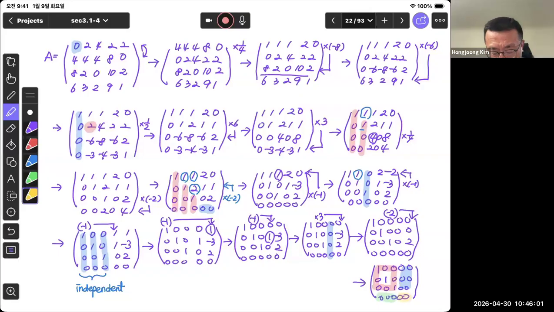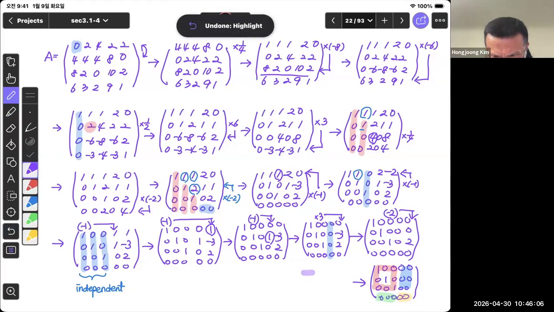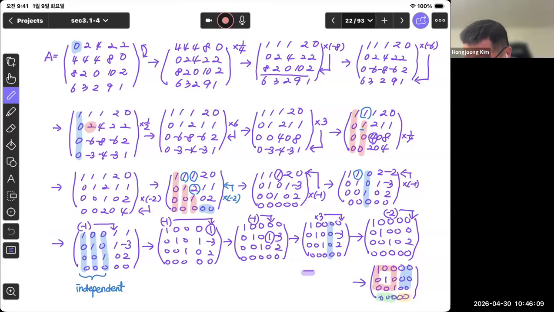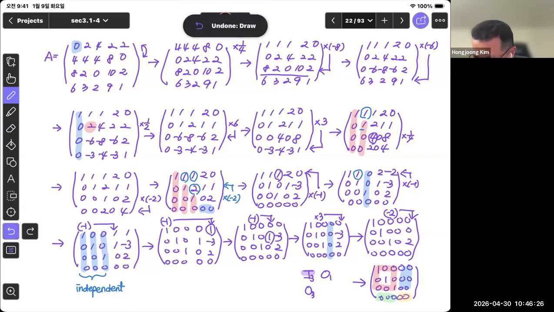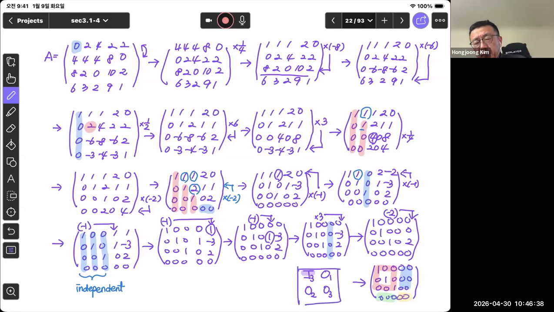Okay, so the shape is I sub r. So I sub 3, 3 by 3 identity matrix on the upper left corner. And then we have zero matrix, 3 by 2 zero matrix, 1 by 3 zero matrix, and 1 by 2 zero matrix. So we arrived at this format, right?